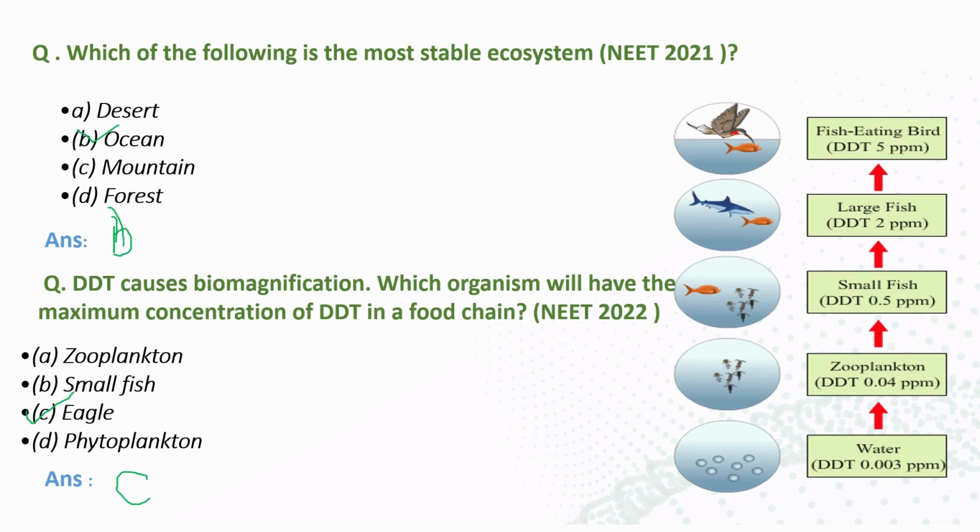Zooplankton and phytoplankton are the lowest levels, the small fish depend upon these two, and the eagle depends on the small fish. So the eagle is the one which has the highest amount of DDT.